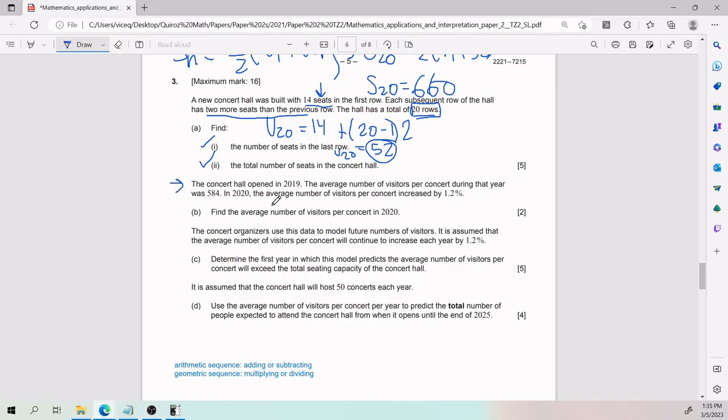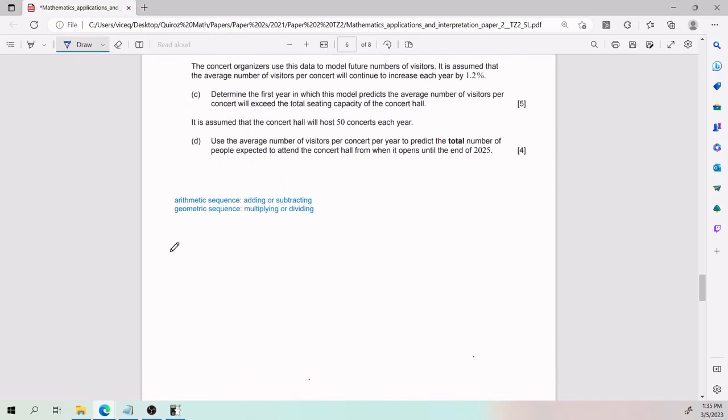The concert hall opened in 2019, and the average number of visitors per concert during that year was 584, key number. In 2020, the average number of visitors per concert increased by 1.2%. For part B, we need to find the average number of visitors per concert in 2020. So, part B.